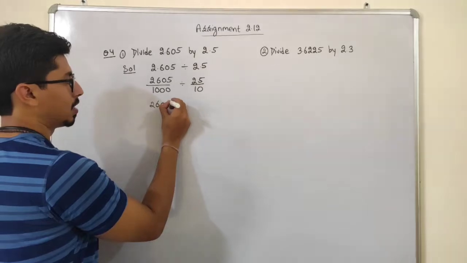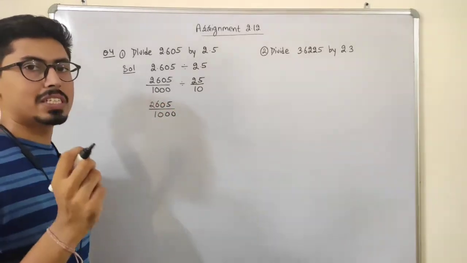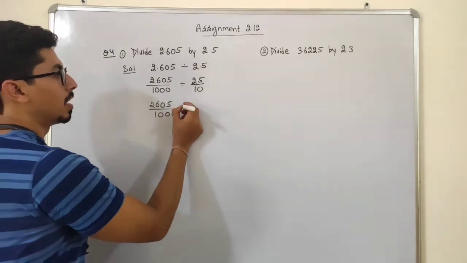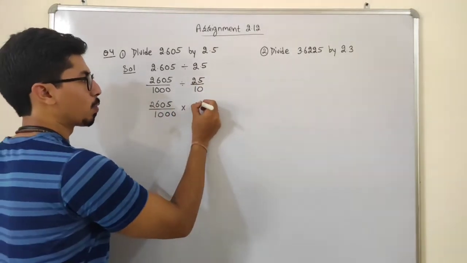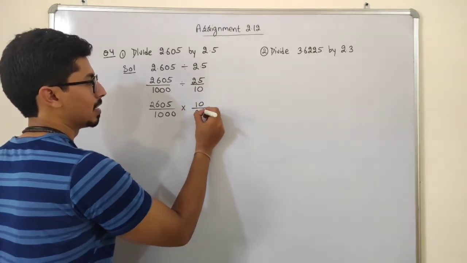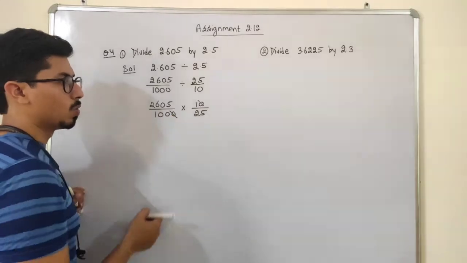2605 as it is. Division sign, just replace it by multiplication sign. Okay. So the numbers will get reciprocated. So it can be written as like this. So 0 cancels out with 0.